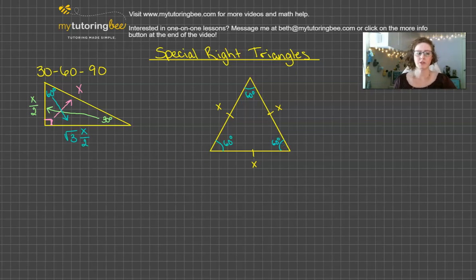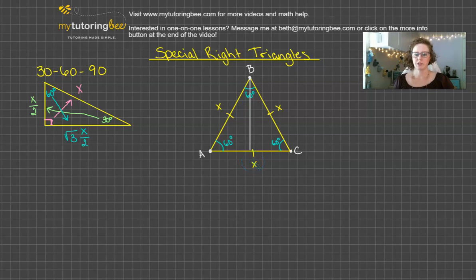And now what I'm going to do is cut this triangle in half vertically. So I'm splitting this triangle right down the middle, starting at this top point. Let me label the corners of this triangle as well. That will make this easier. So we're going to label this A, B, and C. And then we're going to split this triangle down the middle here.